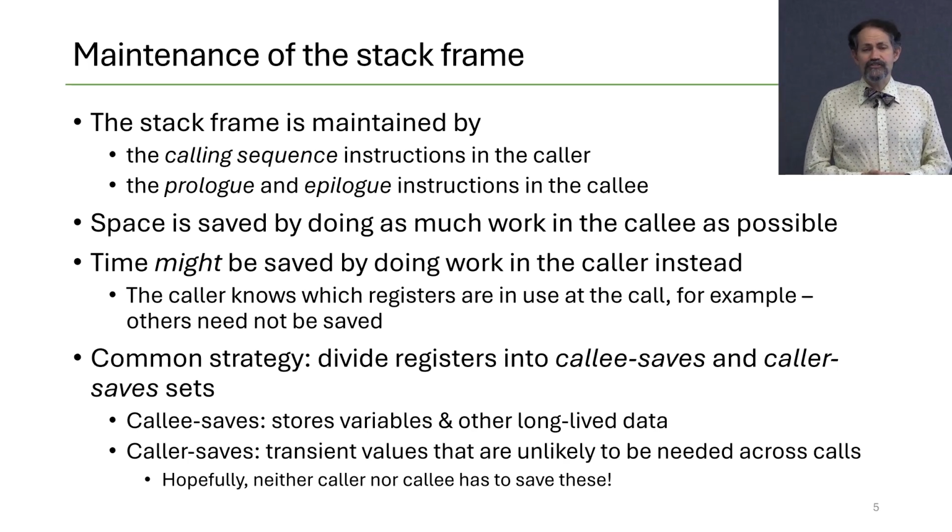On the other hand, caller saves registers are often used for transient values, values that we may not need to use across calls. The callee will not save these for us, and so as the caller, we only need to save them if we're going to use them again. And so if they're transient values, then hopefully no one needs to save them, right? Neither the callee nor the caller has to save the registers.